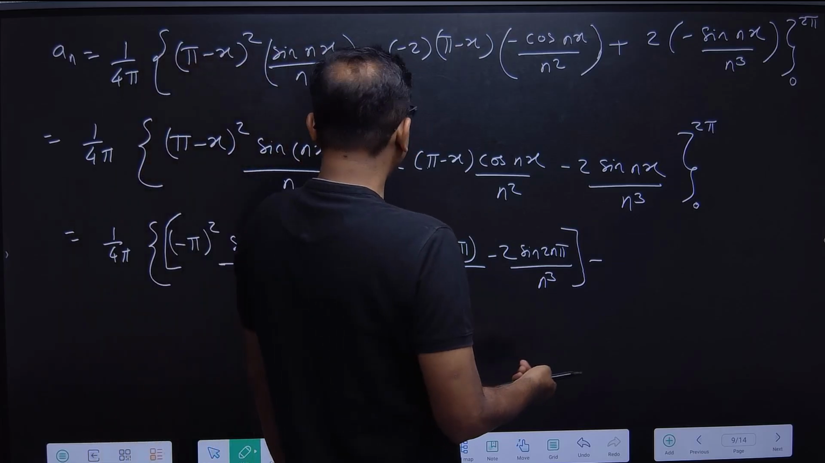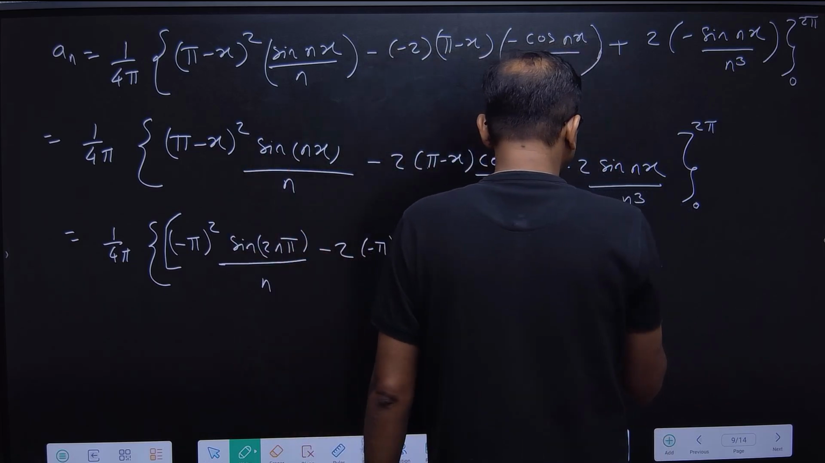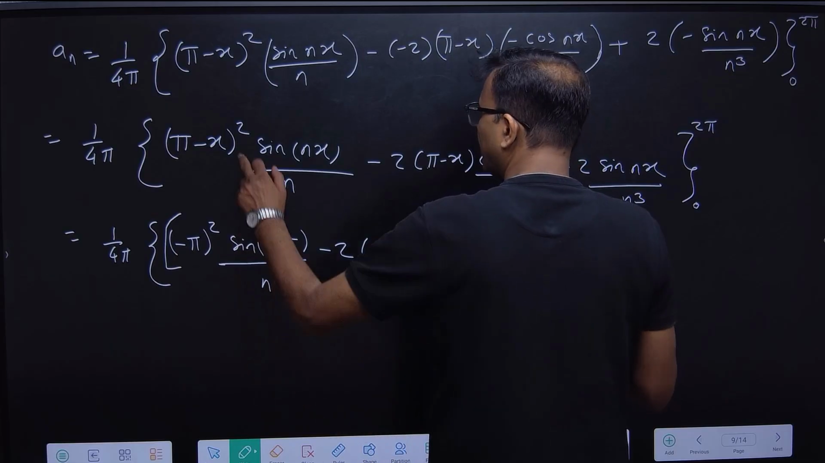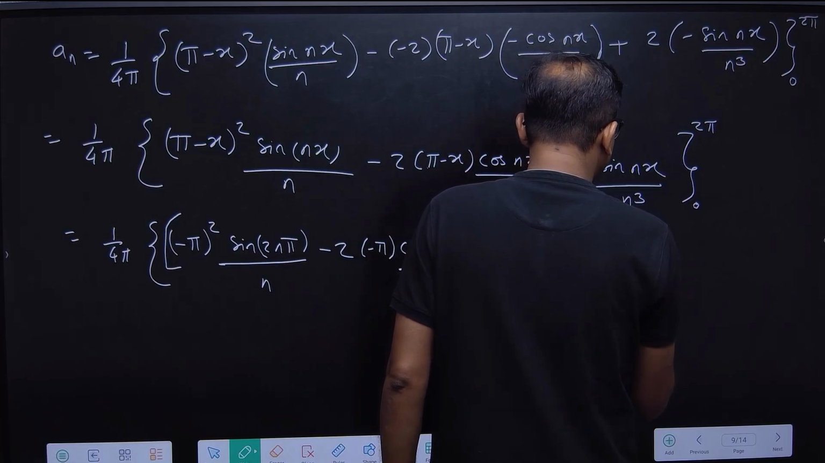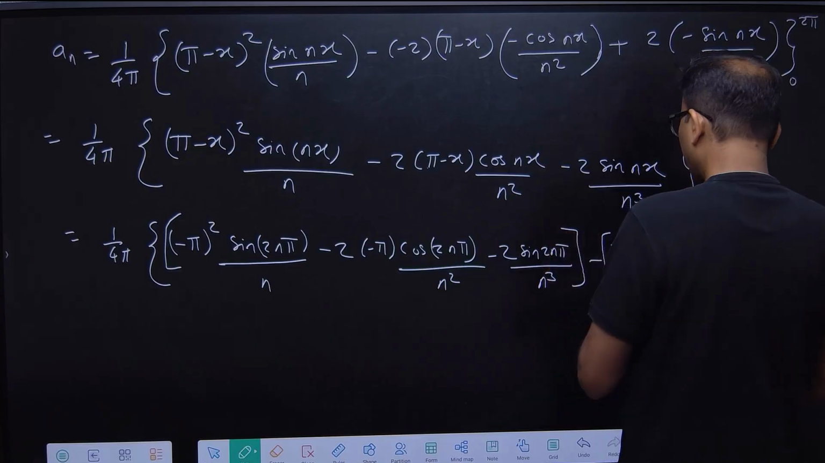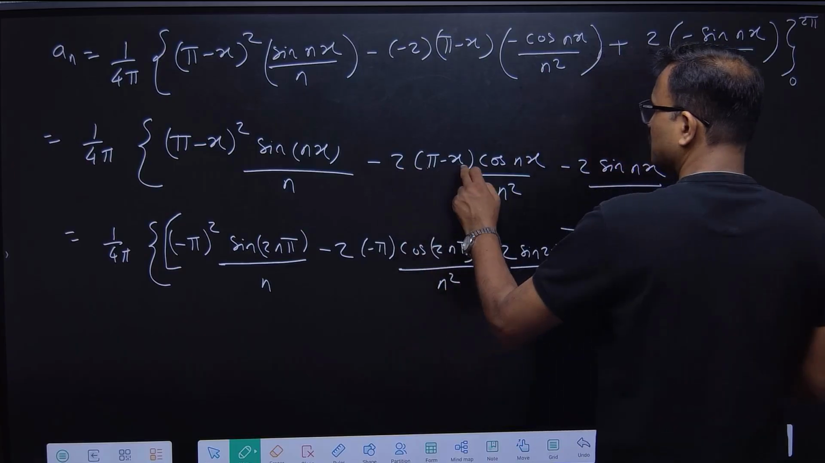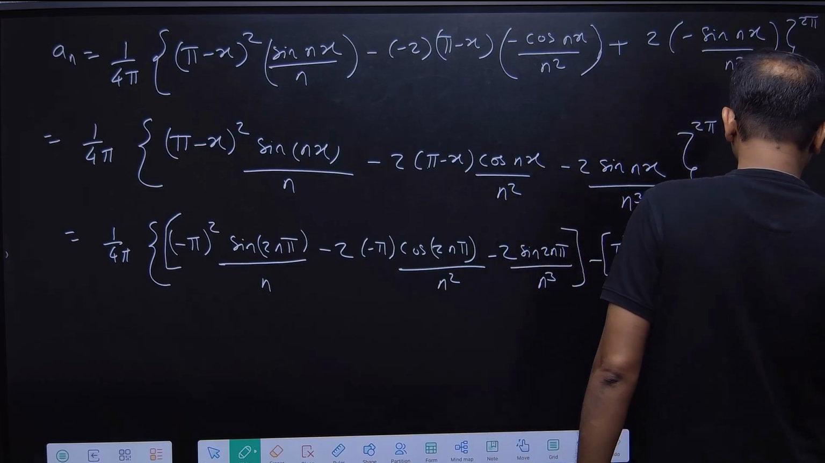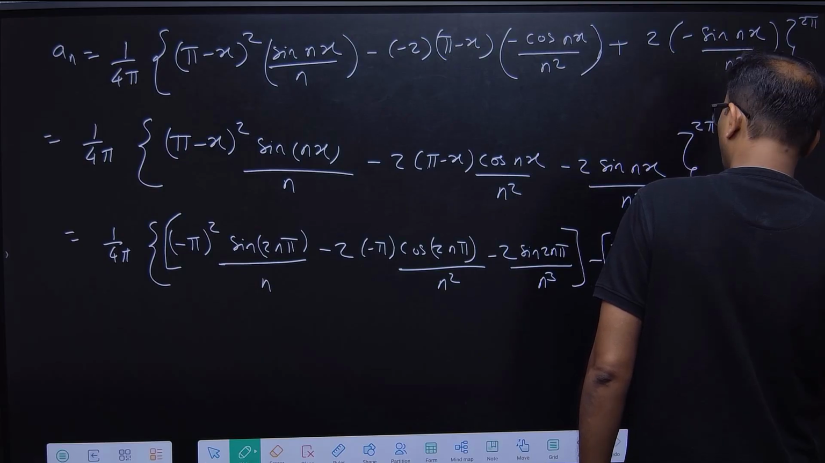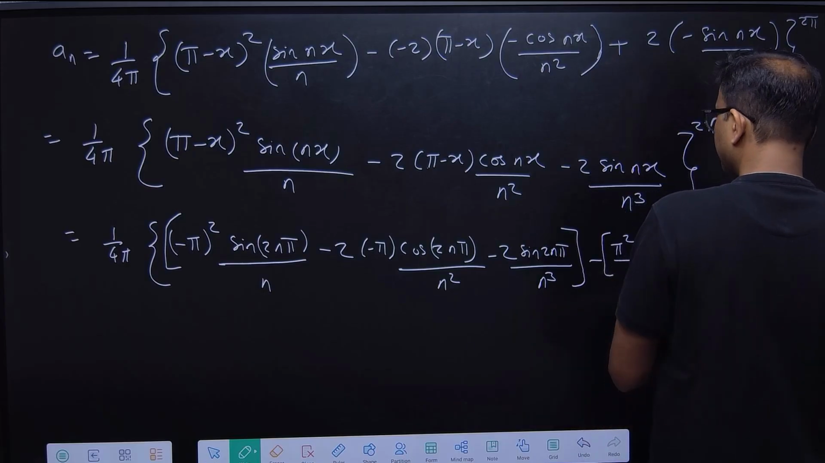Now if I put 0 in place of x, pi minus 0 is pi, and it is the square of that, so pi square. If I put x as 0, this will be sin 0 upon n. We could have written 0 directly, since we know sin 0 is 0. Then minus 2 into pi, since pi minus 0 becomes pi, and here it will be cos 0 upon n square. Then minus 2 sin 0 upon n cube. This is when we put the lower limit 0.